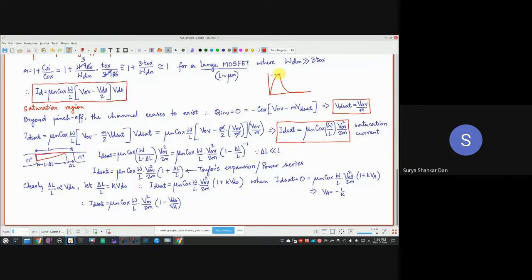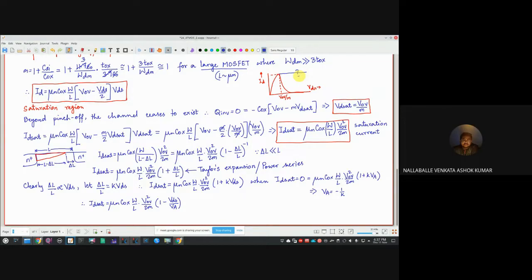And this is the VOV by m. Obviously, this is your VDS axis, and this is your ID axis. So instead of falling down like that, what we observe is that it remains saturated. Question is why?